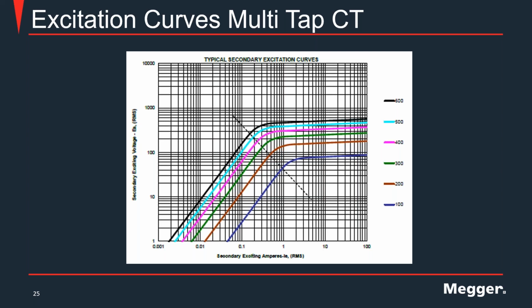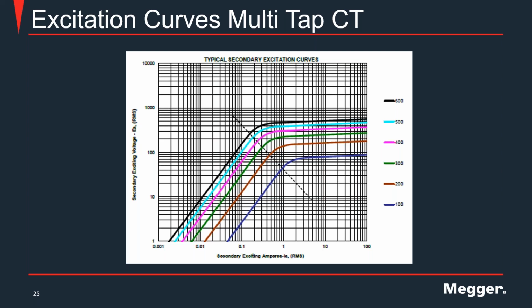However, I want to stress something, and this is very important. The most important thing in a CT is not where the knee point is and where the saturation point is from this curve that we get here. Why? Because the most important thing is, where is the CT connected? What is the CT connected to? What is the burden on the CT? Why is that so important?